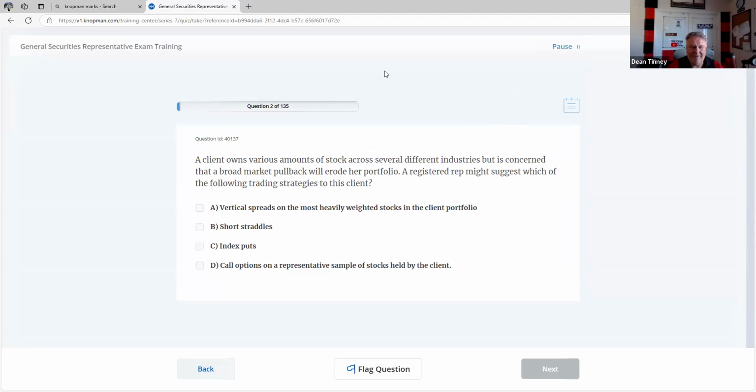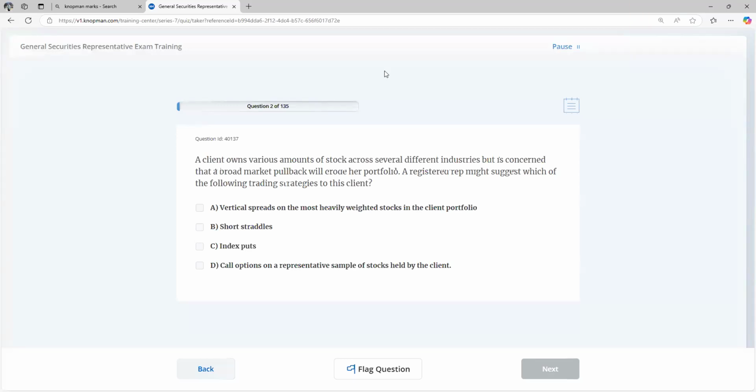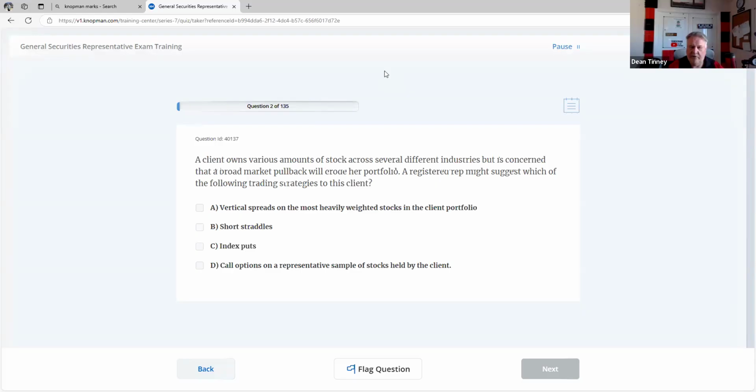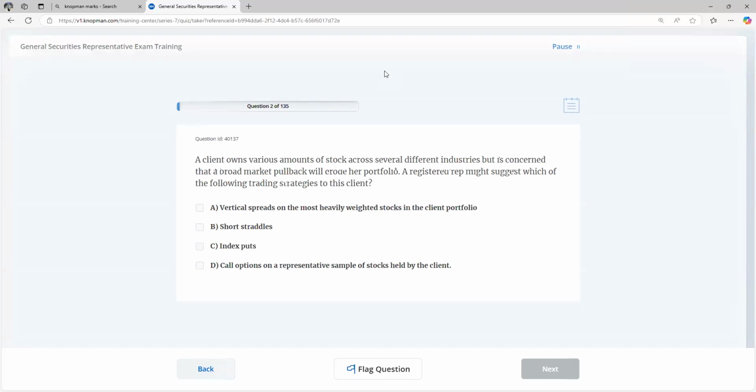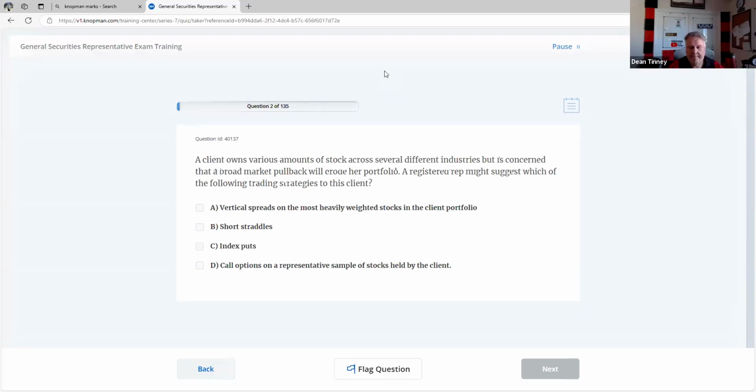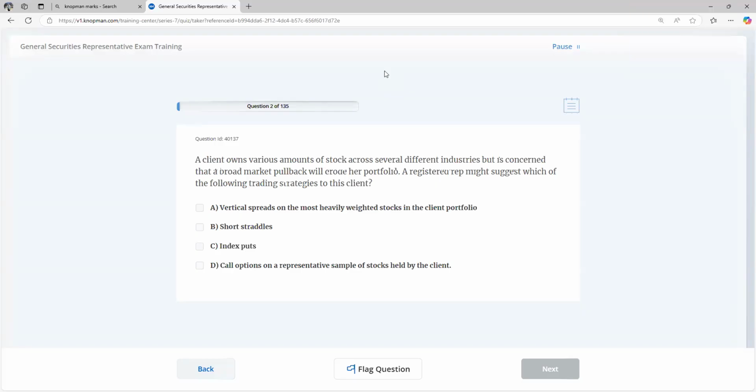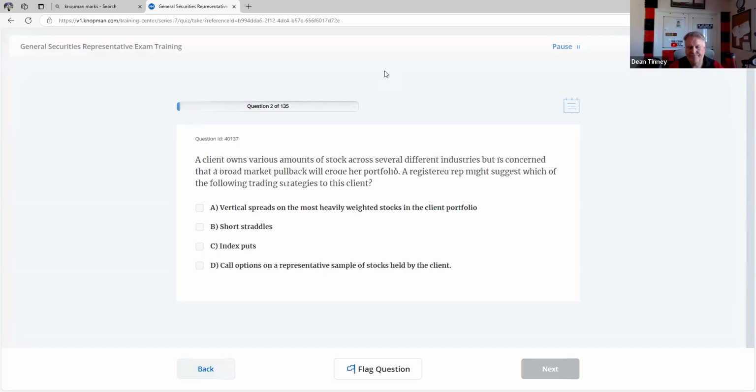What kind of risk is it when the entire market goes down? That's going to be systematic risk. That's right. So you're trying to do something to hedge systematic risk. Vertical spreads, so I don't think it's A. I don't even think it's D. It's between short straddles and index puts. That's the 50-50.